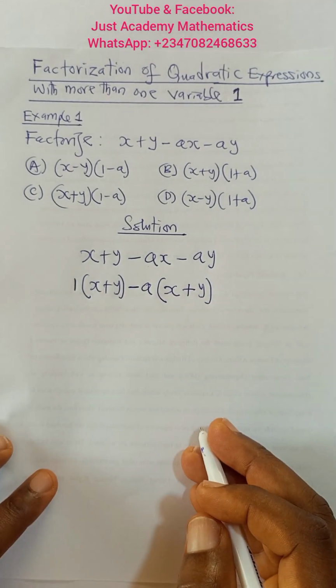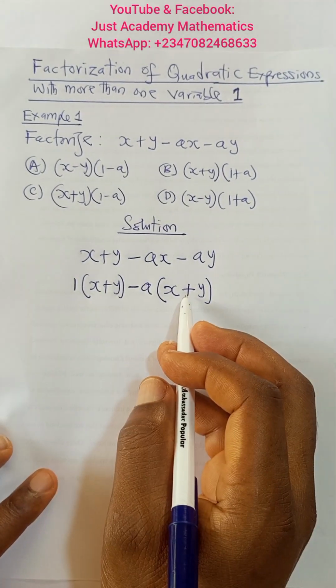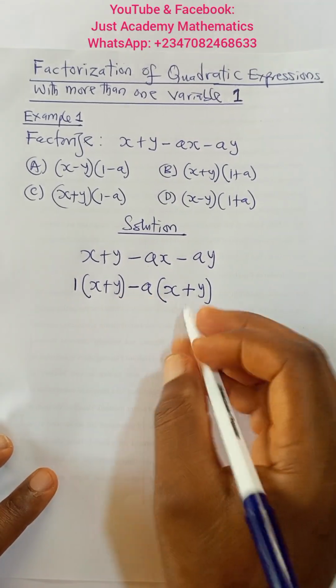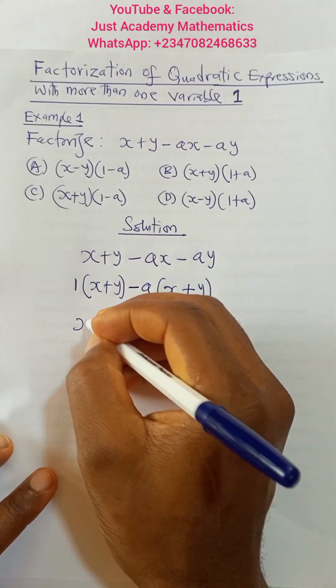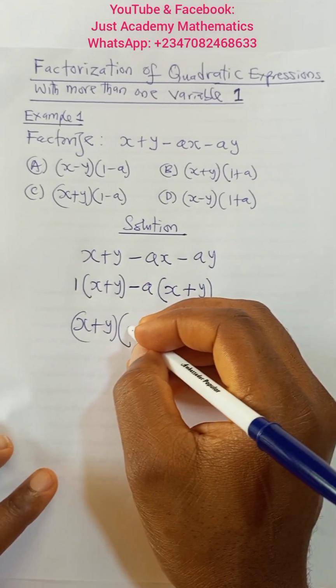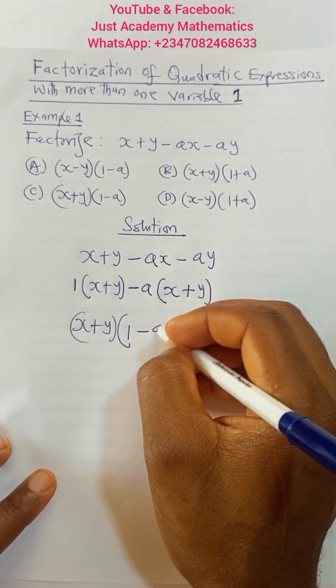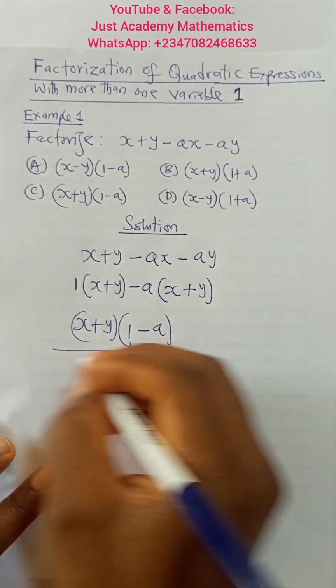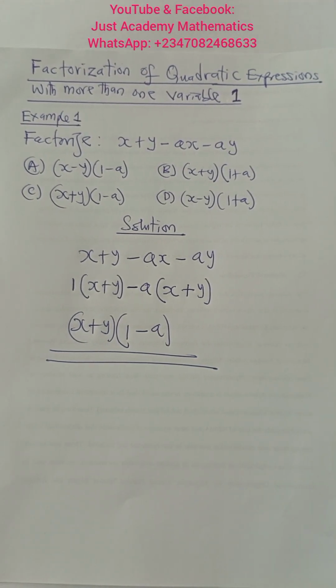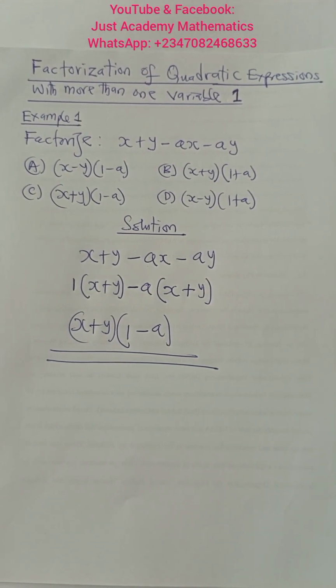Are you following? So since the bracket is the same, you know what to do. We factor out the common bracket. What is common now is x plus y. And what will remain if we do that? It will remain 1 minus a. So this is the factorization of this expression. So as you can see, it's very simple. So that is what is expected of you here.